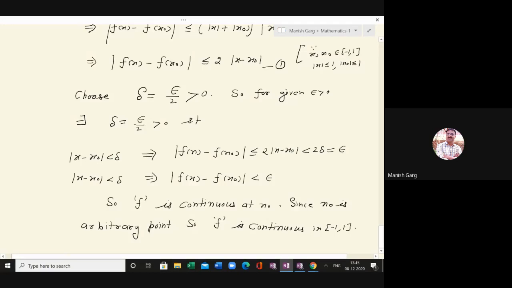If anybody has a doubt... Sir, if epsilon is 2 mod x minus x naught, then how is mod x minus x naught less than delta? If epsilon is 2 mod x minus x naught, I have not taken it like that. 2 mod x minus x naught should be less than epsilon.